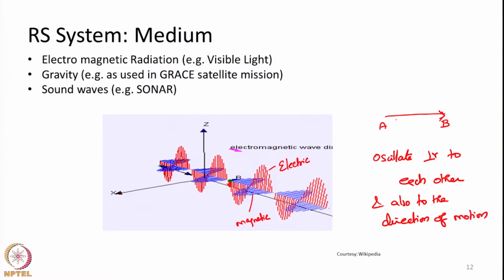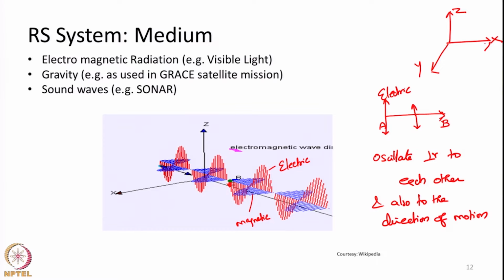That is, if the wave is travelling from point A to point B from left to right on this screen, the electric field may be vibrating in this plane, top to bottom, and the magnetic field may be vibrating within a plane going in and out of this slide. So, each component will be perpendicular to the other. For example, if the electric field is in the z direction and the wave is traversing in the x direction, then the magnetic field will be vibrating in the y direction. Each of them will be perpendicular to each other and also to the direction of motion.